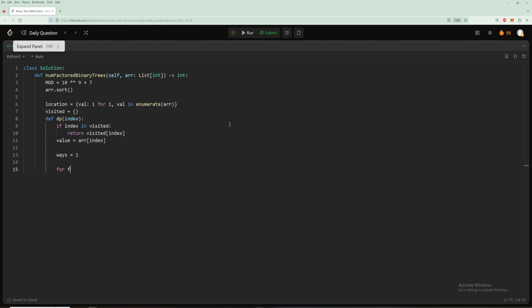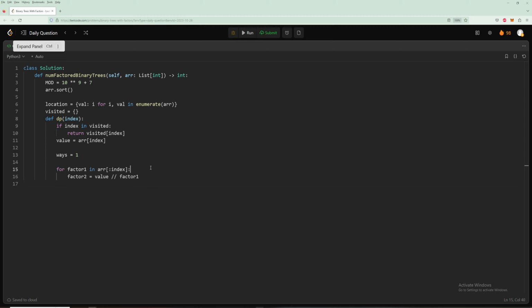So we're going to say for factor 1 in array, and we're going to check every single index up to the current index, right? Everything to the left. So we're going to check factor 1, and then we are going to check for factor 2, right? So we can say factor 2 equals value mod factor 1. Now we do have to check if this factor 1 is actually a valid factor, so we can do that as well.